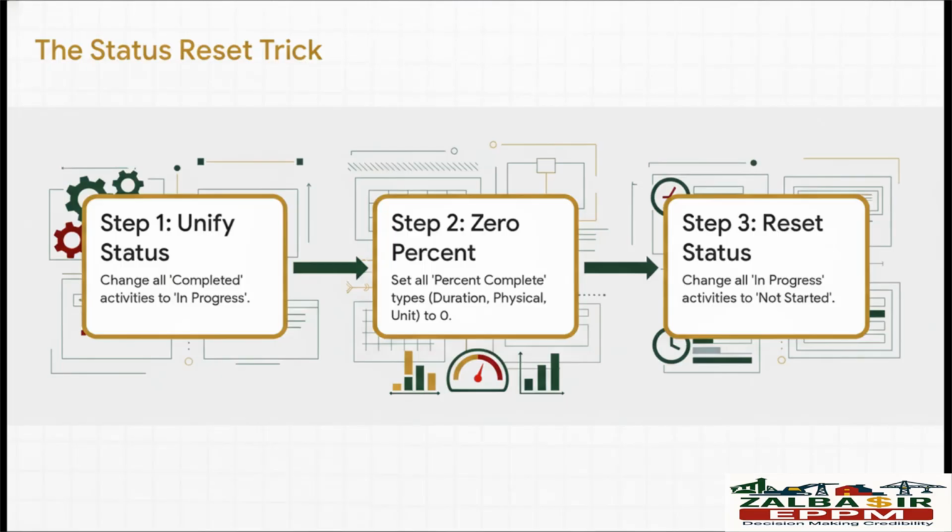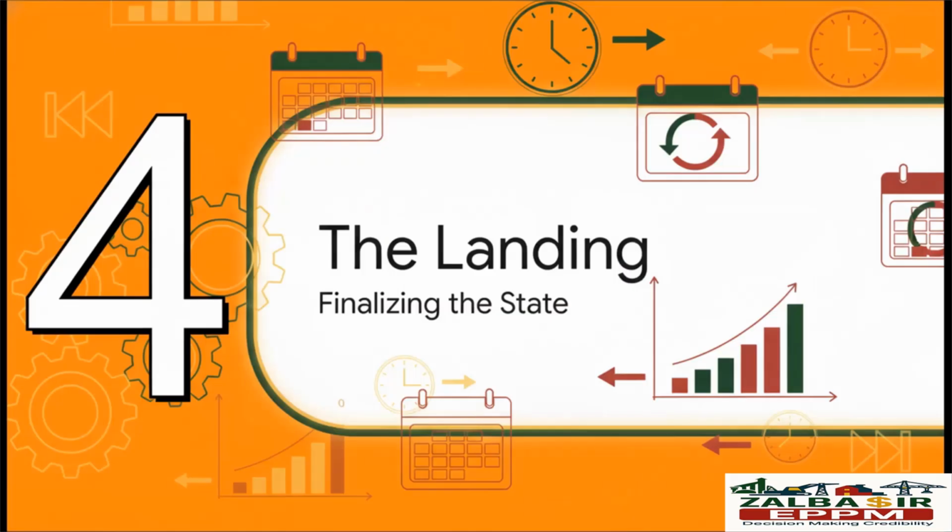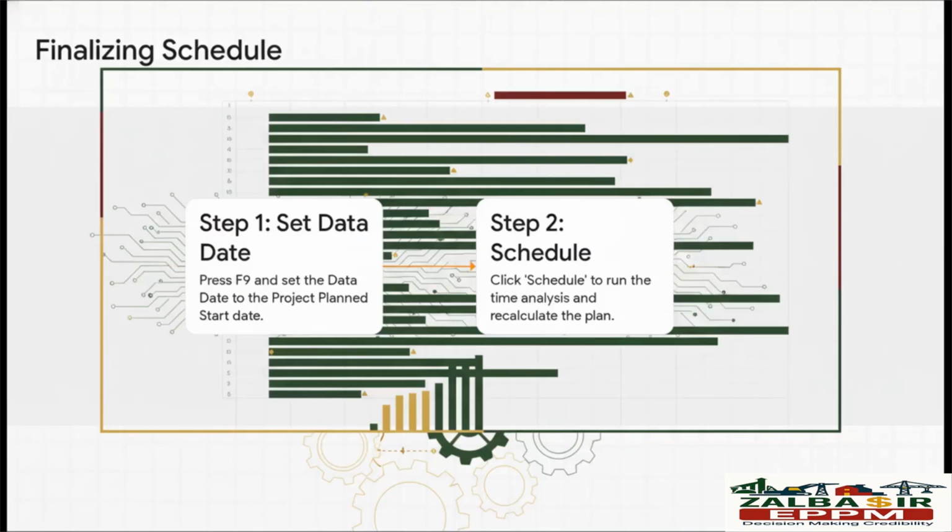That puts them all in the same bucket. Then, we run a second change to set all the different % complete types to 0. With that done, P6 no longer sees any progress, which lets us do the final step. Change everything to not started without getting that error. This sequence is absolutely key. And just like that, the hard work is done. All the progress data is gone, the statuses have been reset. Now we just need to perform the final couple of clicks to officially turn back the clock and lock in our as-planned schedule. And this is the easiest part of the whole thing.